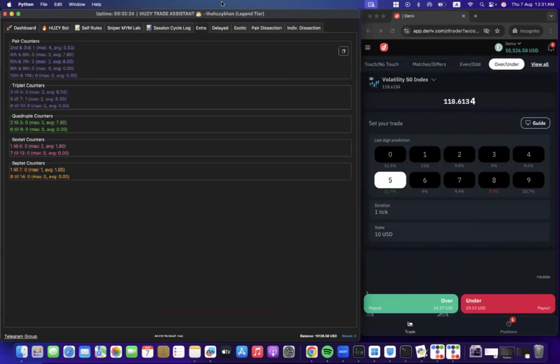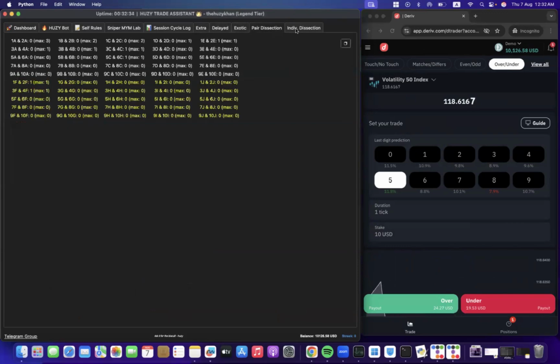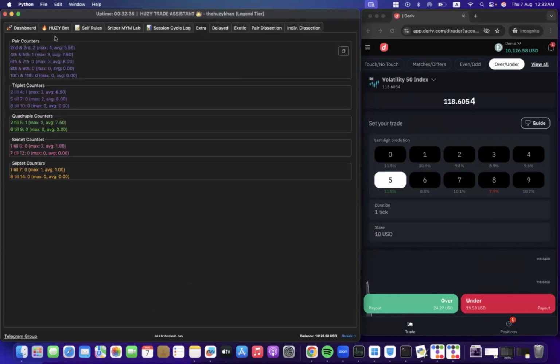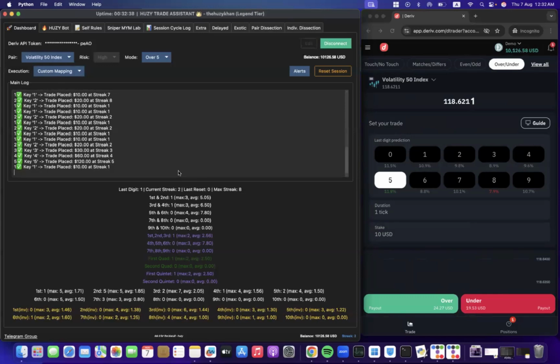We have more counters as well. We've got the extra counters, we've got the delayed counters, we've got the exotic, we've got the pair dissection, the individual dissection. So we've got a whole bunch of advanced counters which you can leverage to your advantage to increase your probabilities to have better odds at winning your trades. But for this video, I'm just going to focus on the ones that you see when you download the tool for the first time.